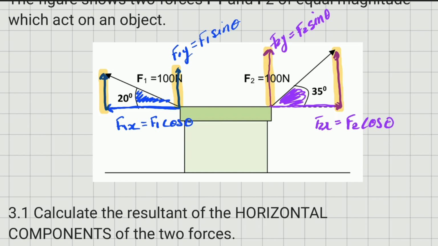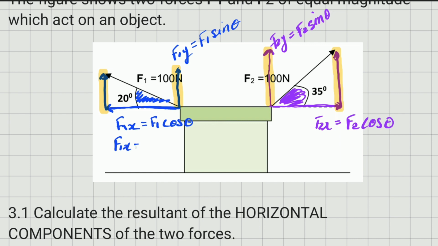Okay, so this is another question. The question asks you to calculate the resultant of the components. But to do that, we first have to calculate each of the horizontal components, and we are going to do it in the same place here. I don't think there's a need for us to do it down, so we are going to calculate it here.